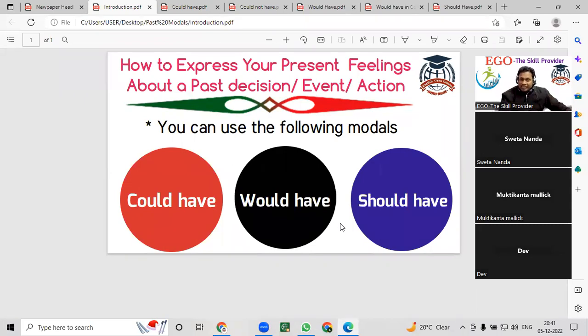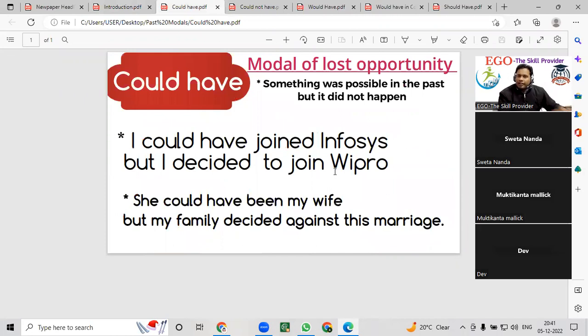Okay. So let's discuss something called could have. Right now we are going to learn something called could have. Right? So I have told you about could have already. So where we are going to use could have. Look what I have written. Modal of lost opportunity. That's very, very vital for you, my friend.